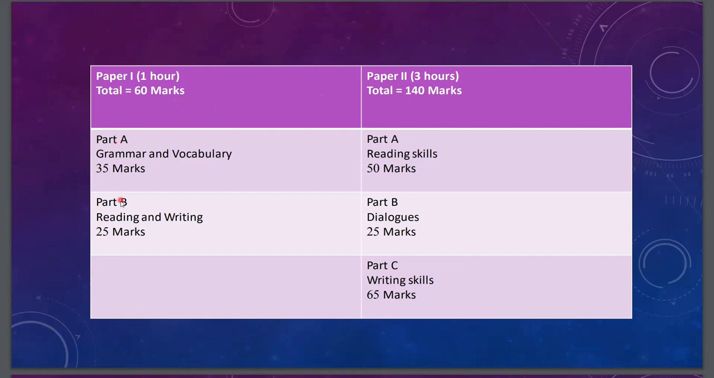Basically, the first paper is divided into 2 parts as part A and part B. In part A, you will receive 35 marks for 5 questions, and as for part B, there will be 3 questions with a total of 25 marks. Simply, that is the overview of the first paper. And when it comes to the second paper, there will be 13 questions with a time duration of 3 hours. 140 marks will be given to the second paper.